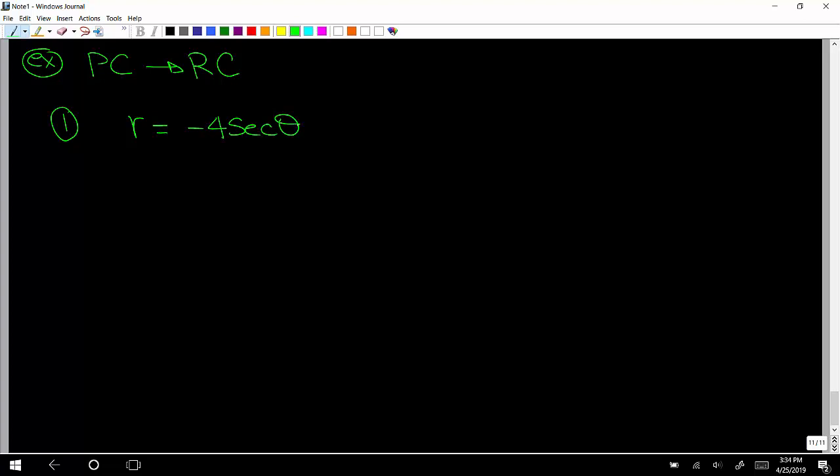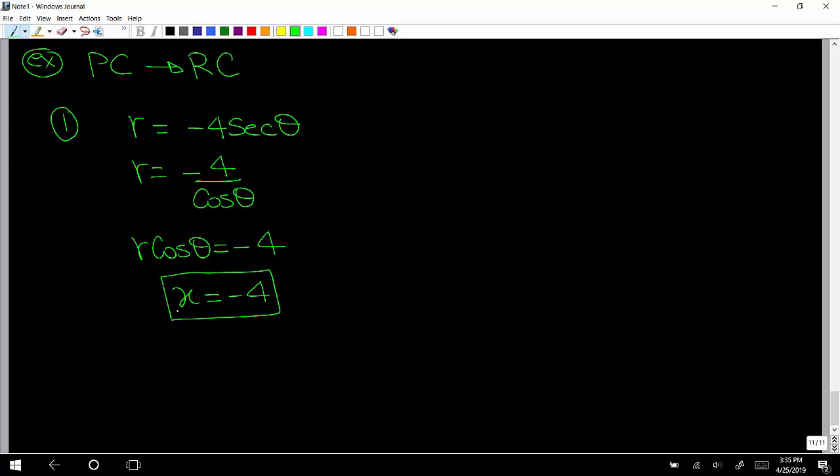So let's take a look at that. Well, I know that secant theta is the same as 1 over cosine theta. I can cross multiply. So I get this. So r cosine theta is the same as x. So we end up with this. So this is the equivalent equation in rectangular coordinates for this one. Basically a vertical line.